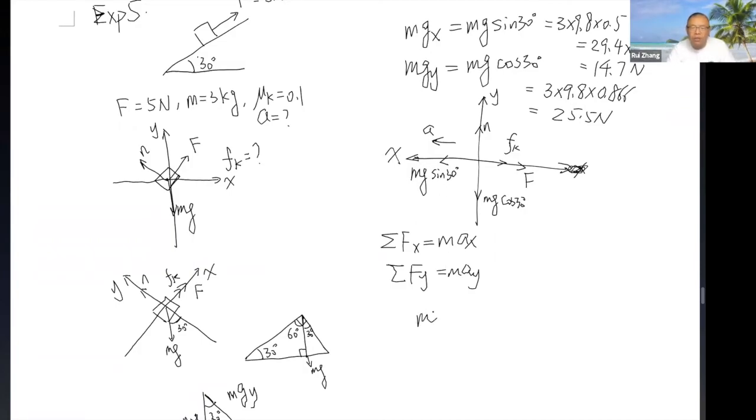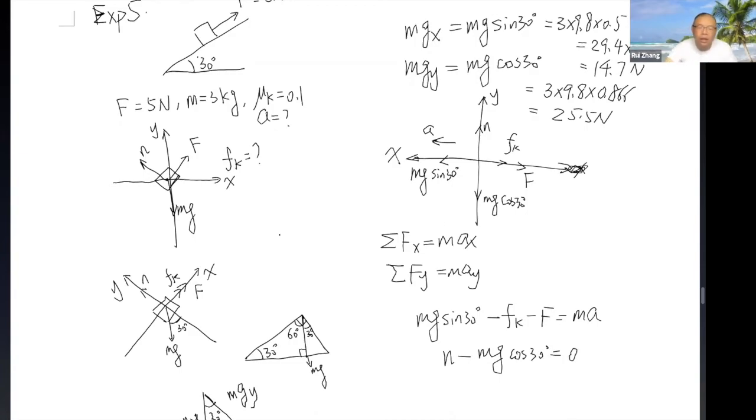You have mg sine 30 minus fk minus f equals ma. The a is something we want to find out. Along the y direction, we have n minus mg cosine 30. And again, there's no motion along the y direction.